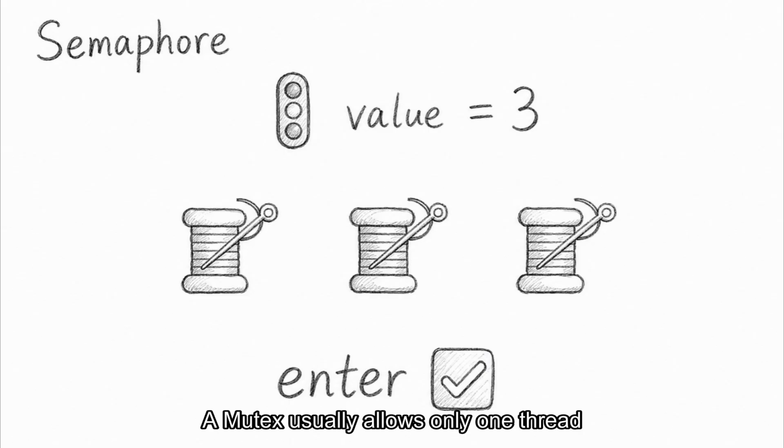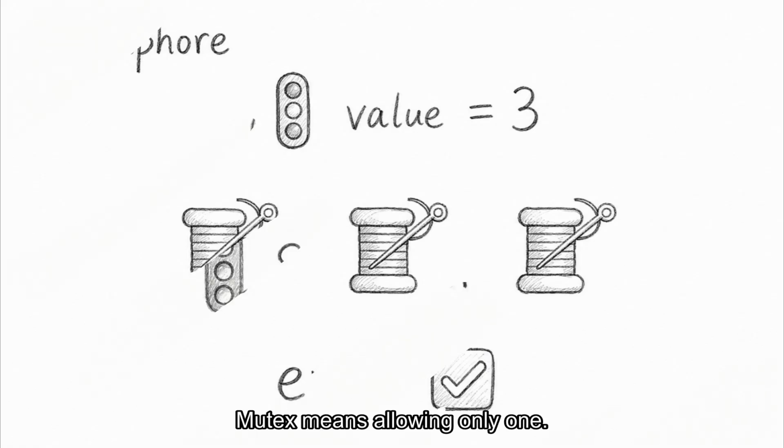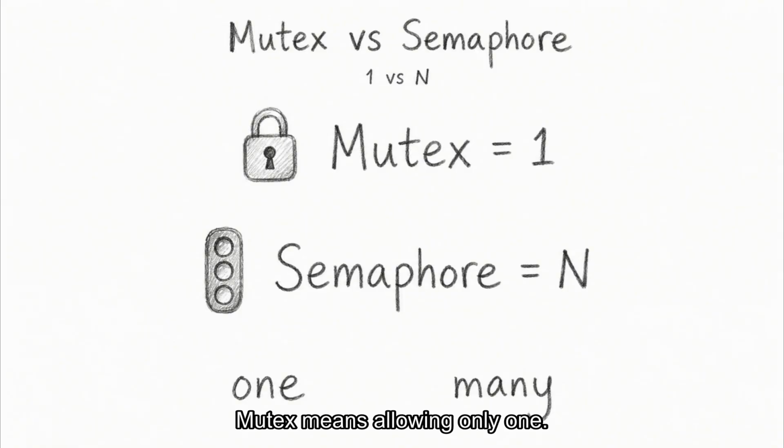A mutex usually allows only one thread to enter a critical section. The semaphore can allow a fixed number of threads to access a resource. So the simple difference is like this. Mutex means allowing only one. Semaphore means allowing several ones.